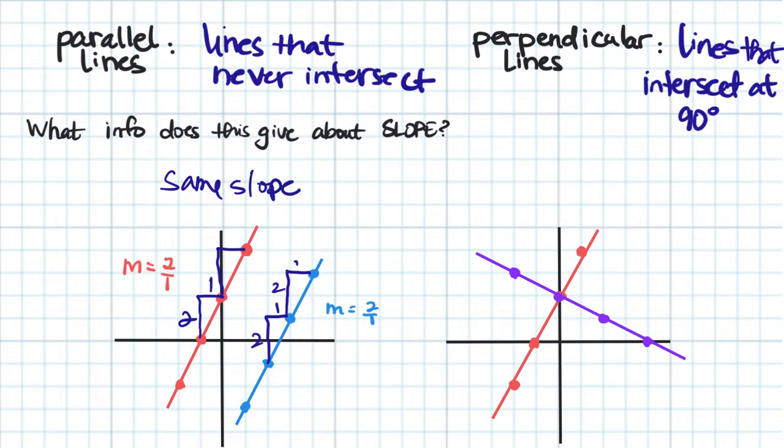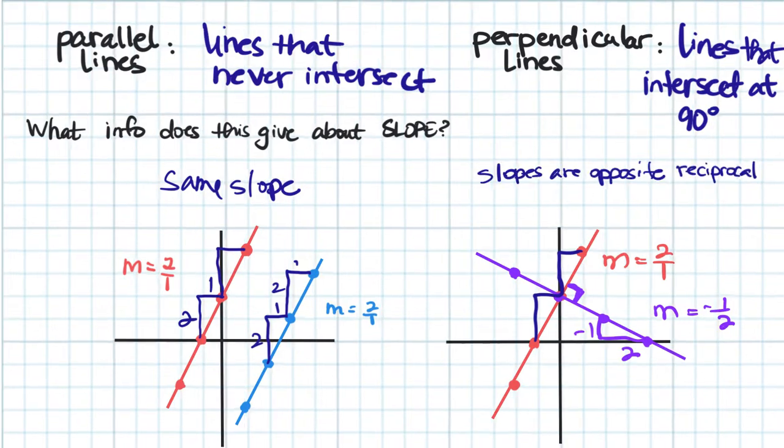Looking at perpendicular lines, the red line is the same, it's just up 2 over 1. So the slope for the red line is 2 over 1. But for the purple line, we are going down 1, so negative 1 over 2 is the slope for this one. And all perpendicular lines, so if they have to make this box right here and hit at 90 degrees, their slopes are what we call opposite and reciprocal.